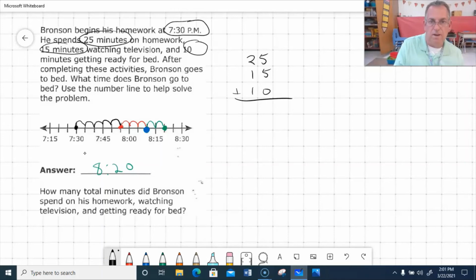So I do that addition problem. 5 plus 5 plus 0 is 10. I regroup the 10 over there, and 2 plus 1 plus 1 plus 1 is 5. So that looks like 50 minutes he spent on all those activities. 50 minutes.